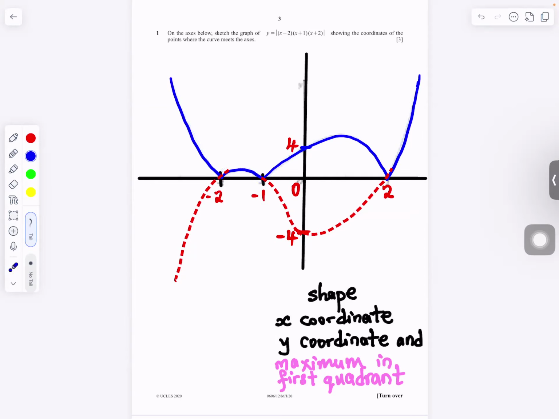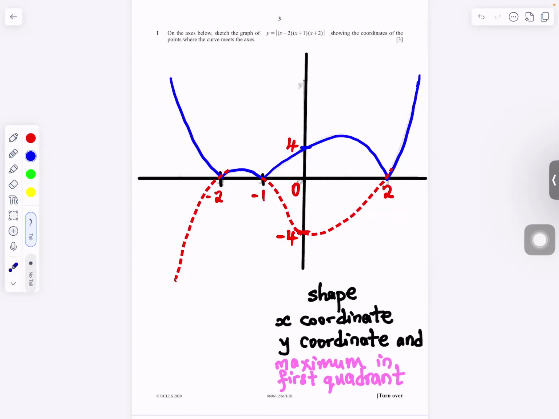The next thing, they want you to mark the x-coordinates where it crosses or touches the x-axis. That's 2 there. They want to see that, and minus 1 and minus 2. That's the next thing you get marked on. And the next thing they want to see is the y-coordinate: the minus 4 there and the plus 4 there.